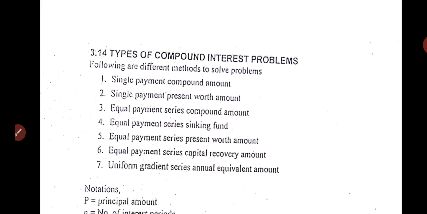Single payment compound amount means, we will take some simple examples. Suppose I want to invest 1 lakh rupees now. After 5 years, how much money I will get? So this is single payment. Now I invested 1 lakh rupees, and compound amount means after 5 years how much money I am getting. So this is known as single payment compound amount.